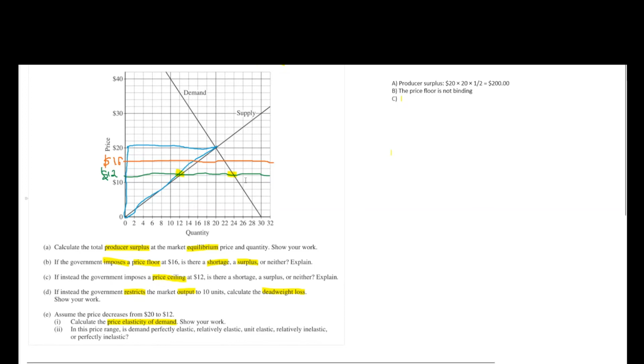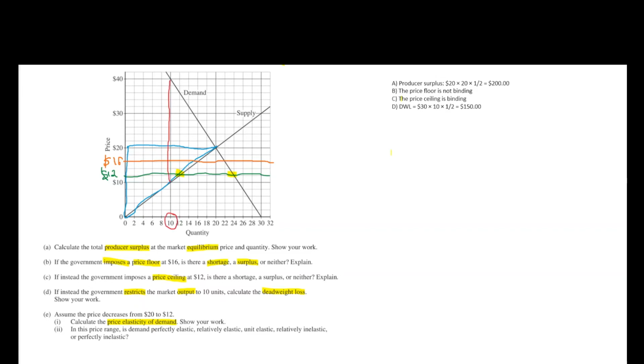Or you could even say that the quantity demanded, which I highlighted here, is about 24, greater than the quantity supplied, which looks like it's about 12 units there. So you could either just say the price ceiling is binding, that would be fine. Or you could say something like the quantity demanded is greater than the quantity supplied, so you have a shortage.